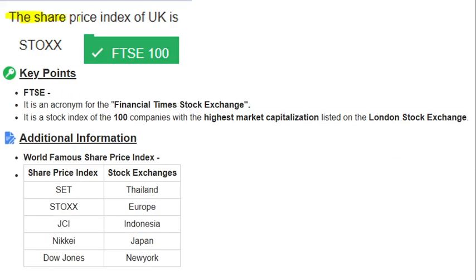The share price index of UK is FTSE 100. FTSE is an acronym for the Financial Times Stock Exchange. FTSE is a stock index of the 100 companies with the highest market capitalization listed on the London Stock Exchange.